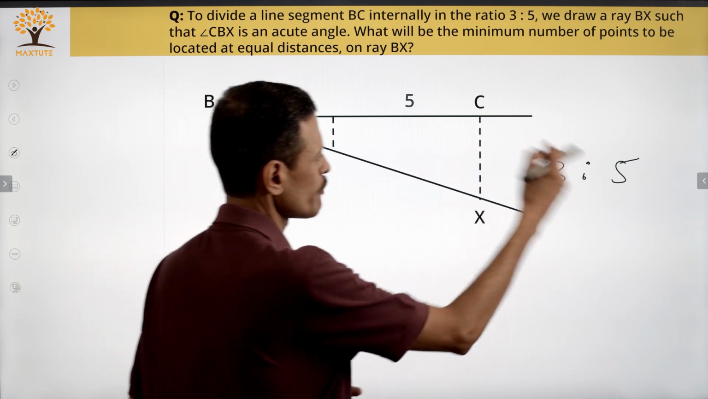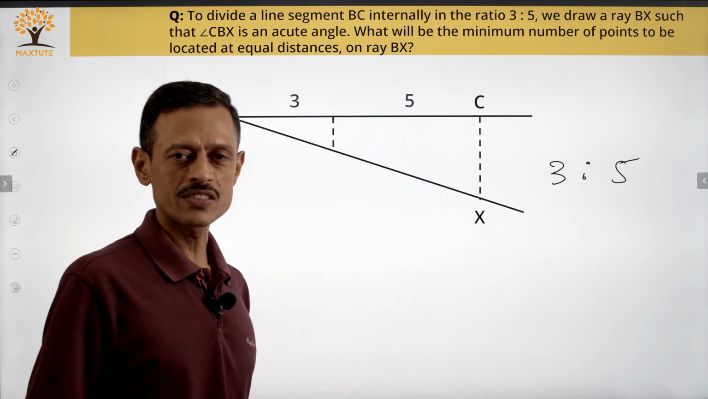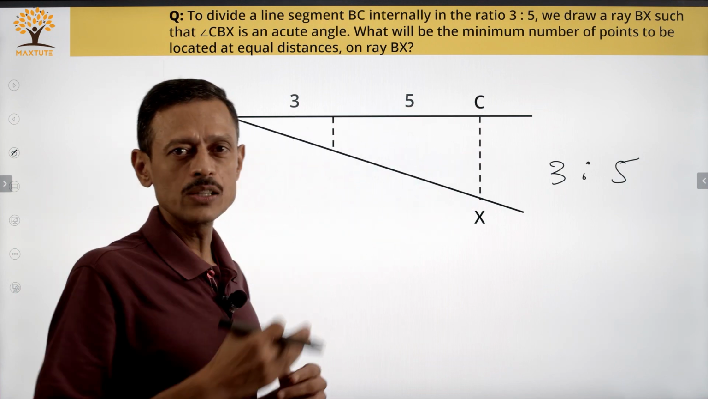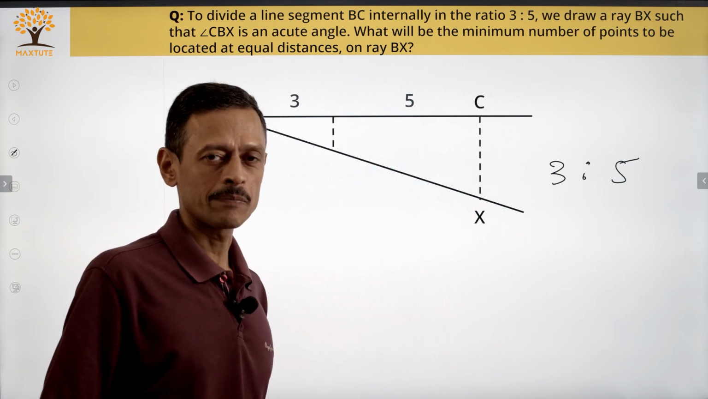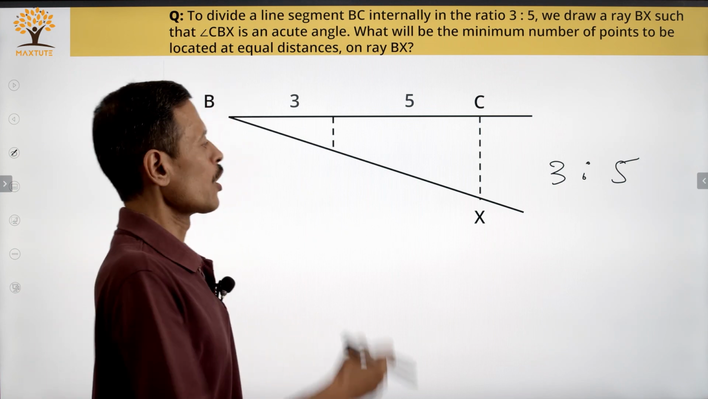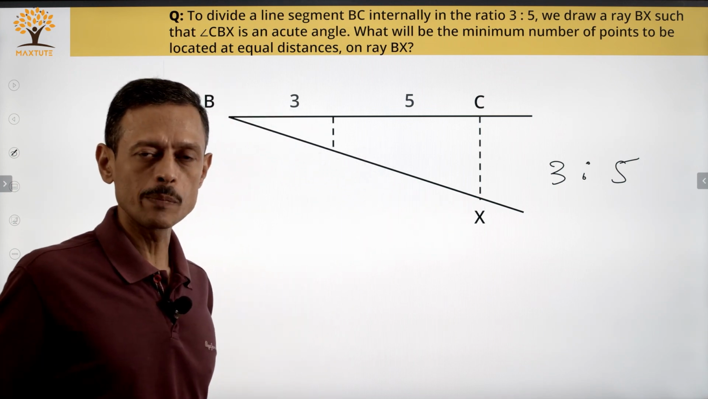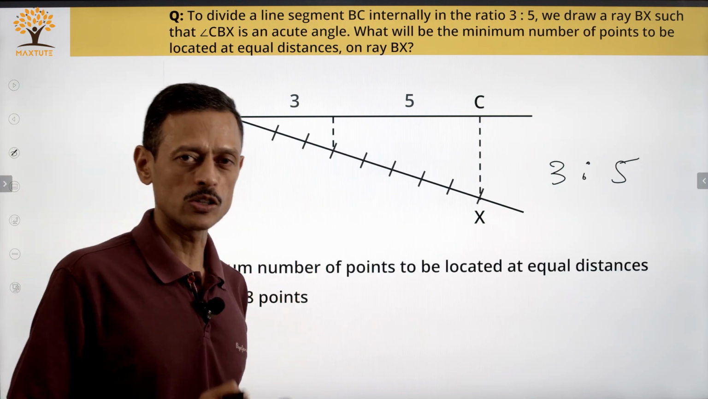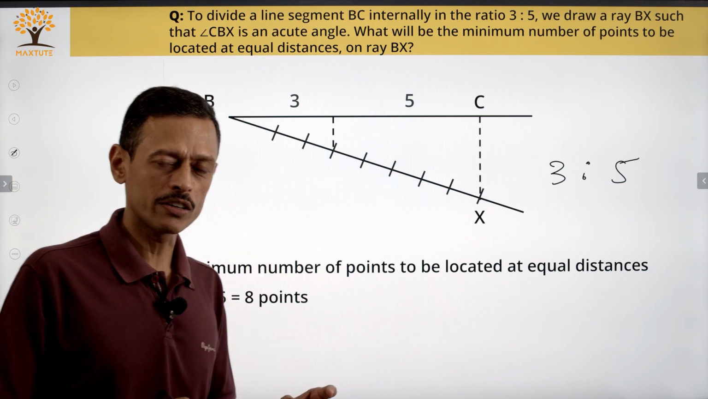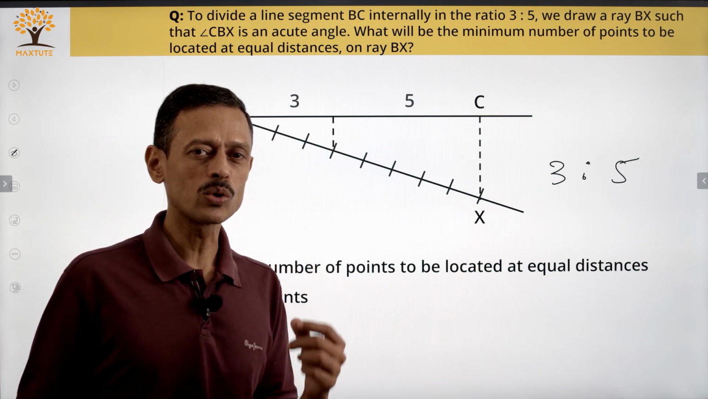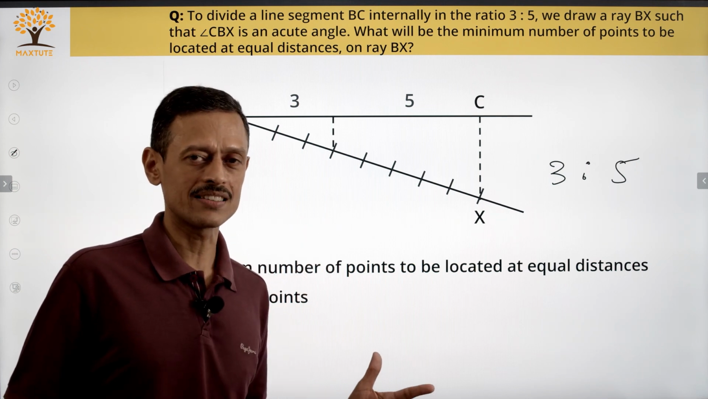So 3:5 is the least form of this ratio, which means that we need to essentially divide this equally into at least 8 parts or any other number which will be a multiple of 8 parts. So how many points at the least should be located on this ray BX? We need to have a minimum of 8 points located on it, right? All of these 4 questions are actually very, very easy questions. Should not take anything more than a minute in any one case, right?